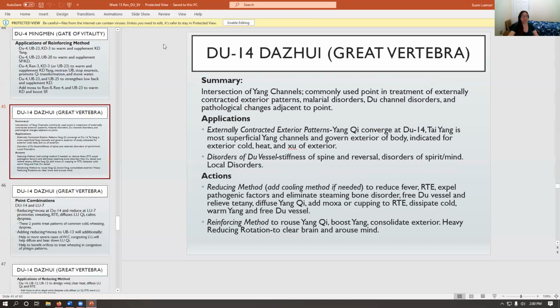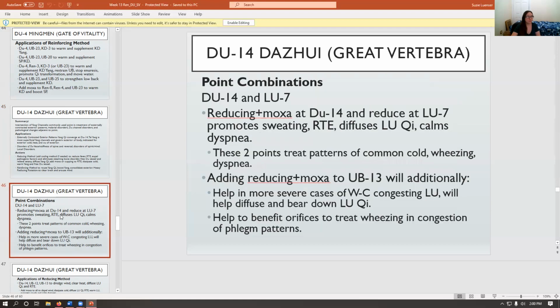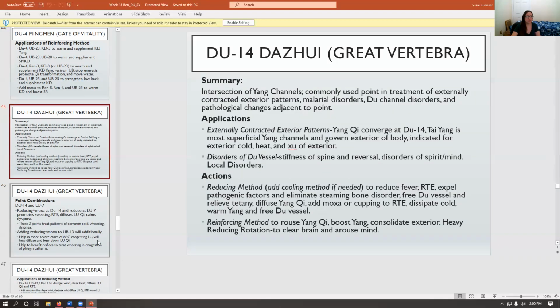Next up is Du14. Du14 we know is the intersection of all of the yang channels, so very often we are using this to treat externally contracted exterior patterns. It's also good for malarial disorders, any sort of issues with the Du channel, and pathological changes adjacent to the point, so almost as a local point. So point combinations here, I'm just going to skip this slide.